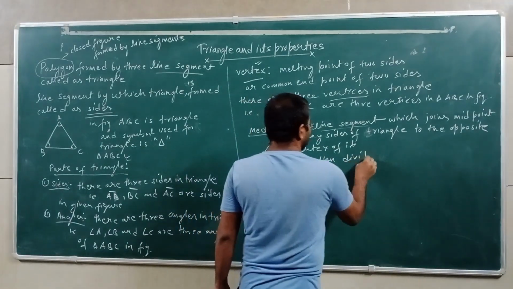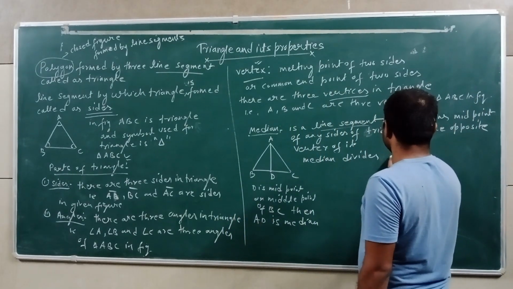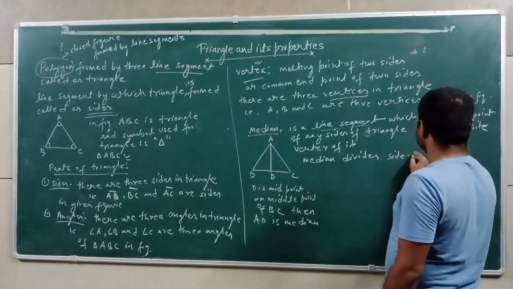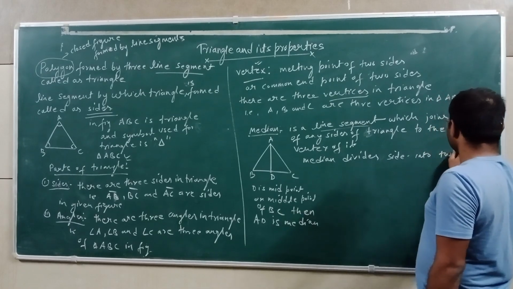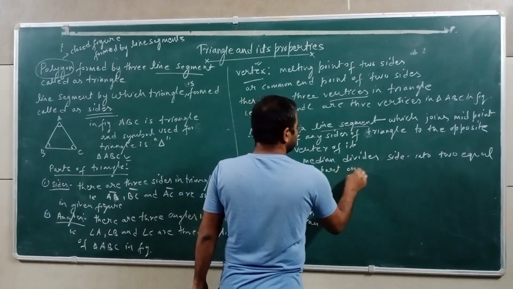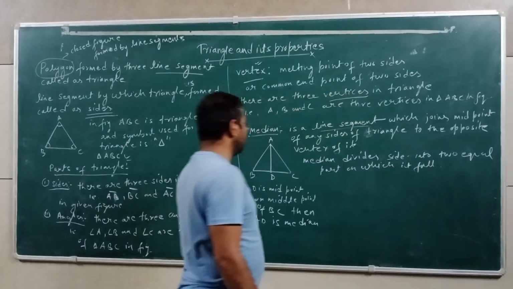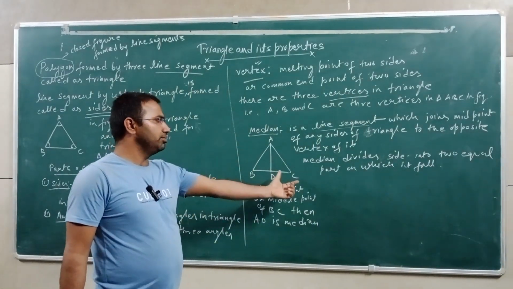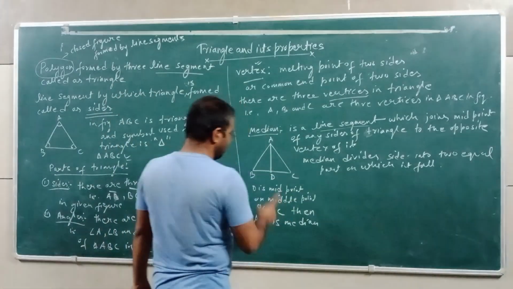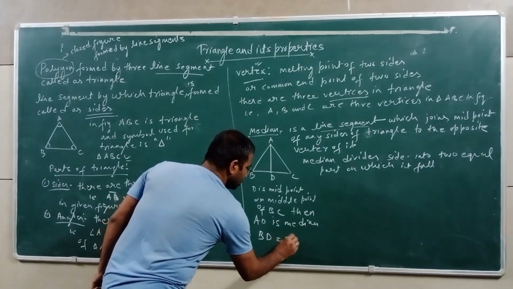What does a median actually do? A median divides the side on which it falls into two equal parts. You can see AD is falling on BC, so AD will divide BC into BD and DC, and BD and DC will be equal.